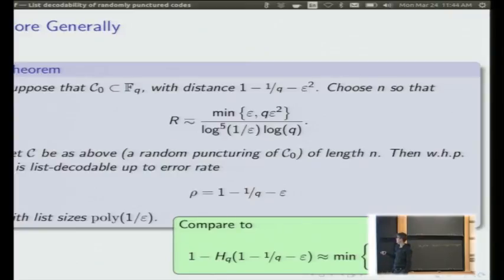And the punchline is that if you take C to be a random puncturing, so take that picture where I keep enough of the points that the rate is like this, then the code that I get is list-decodable sort of up to the error rate that I would hope for, with list sizes polynomial in 1 over epsilon. And here the polynomial is innocuous. It's either 1 over epsilon or 1 over epsilon squared as appropriate for the parameter regime. So we get basically the right answer there.